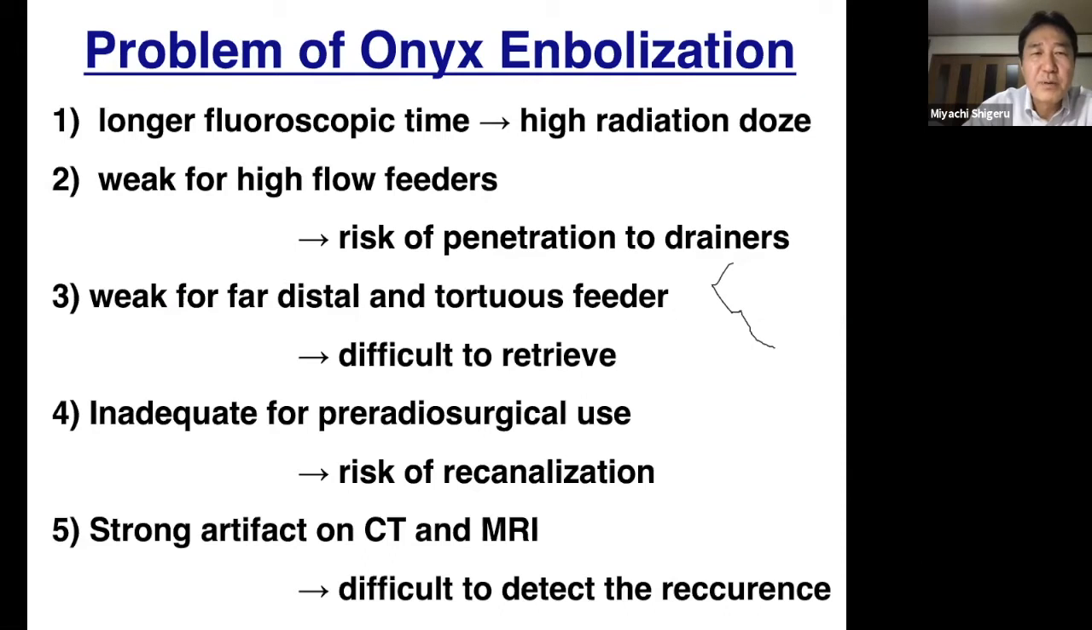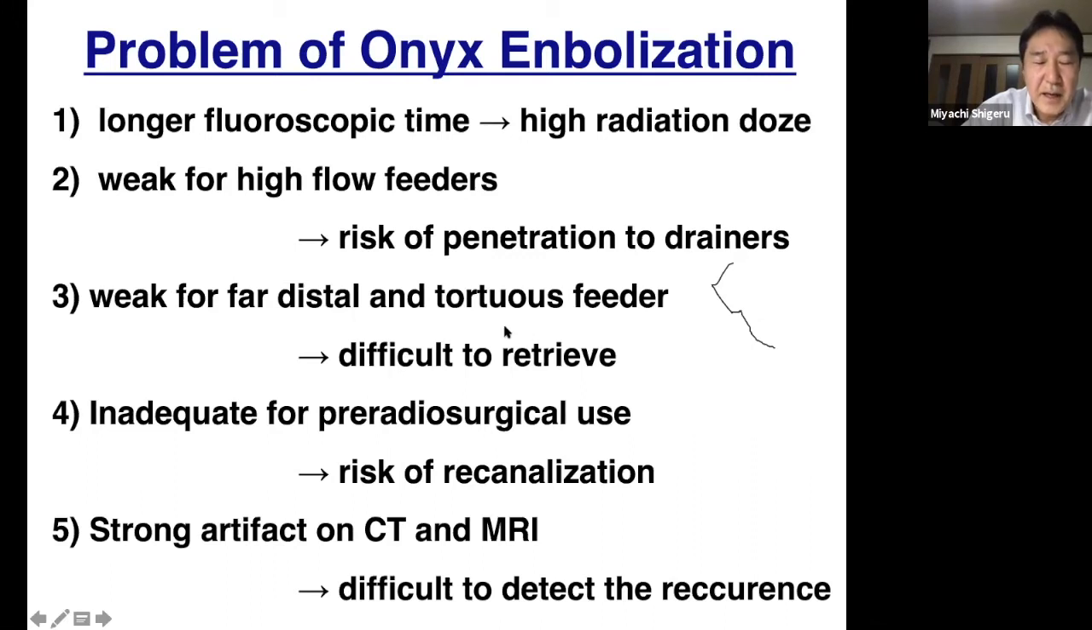So some problems in Onyx embolization: longer fluoroscopic time, so high radiation dose. And this is not a good indication for the high flow feeders, because the Onyx is not a gluing effect. So that is moving to the drainers, easily moving. Weak for far distal and tortuous feeders.